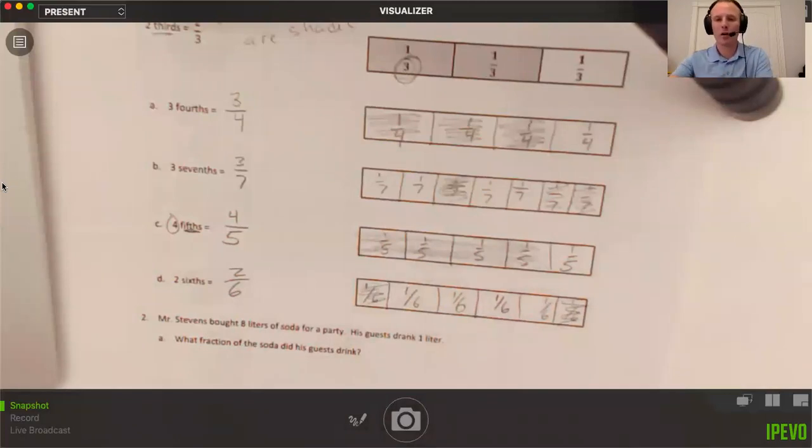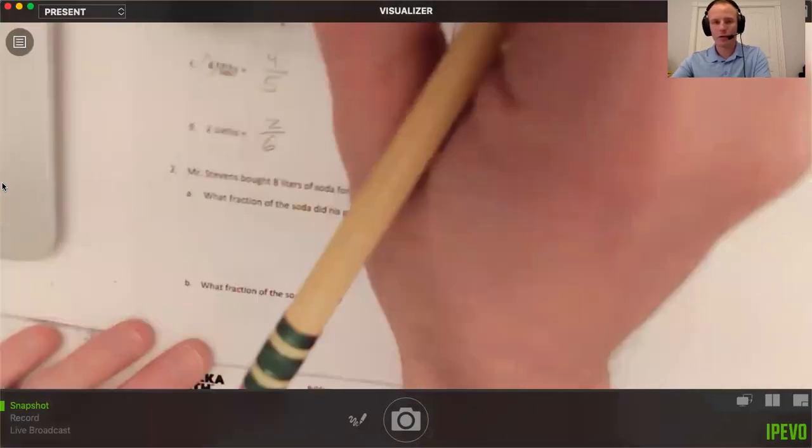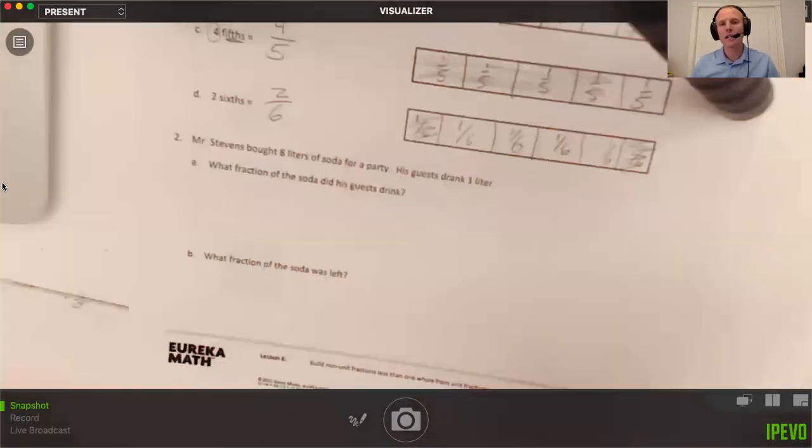Here we go with the word problem. Mr. Stevens bought 8 liters of soda for his party. His guest drank 1 liter. What fraction of the soda did his guest drink, and what fraction was left?